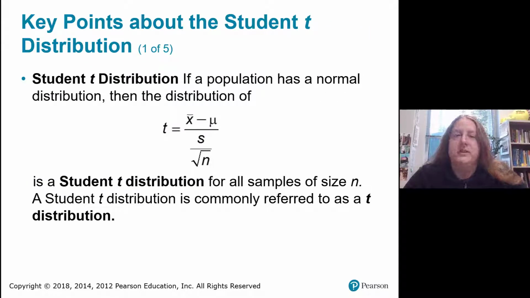So what is this student t-distribution thing? If a population has a normal distribution, then the distribution of this t-statistic, where t is equal to x bar, our sample mean, minus our population mean, divided by s divided by the square root of n, is the student t-distribution for all samples of size n. The student t-distribution is commonly referred to as just a t-distribution.